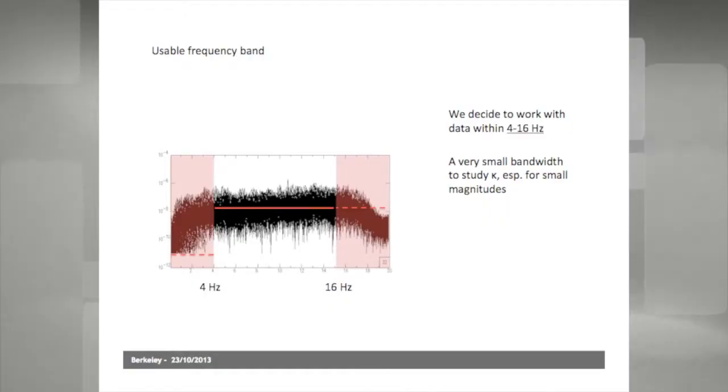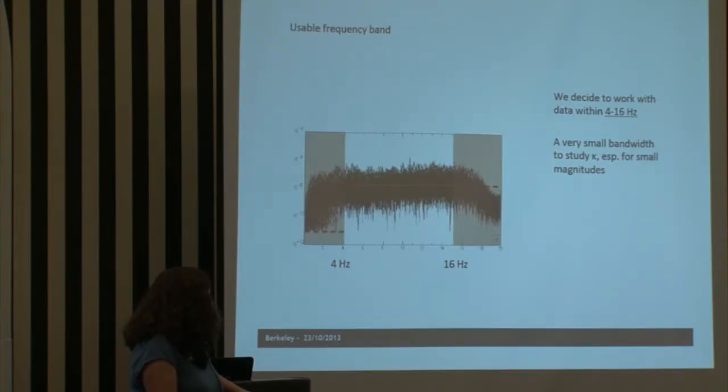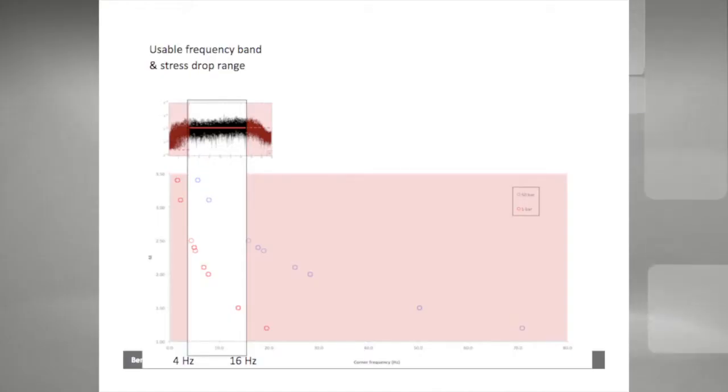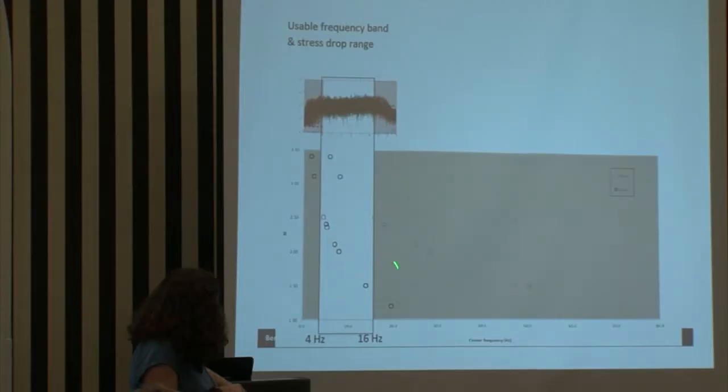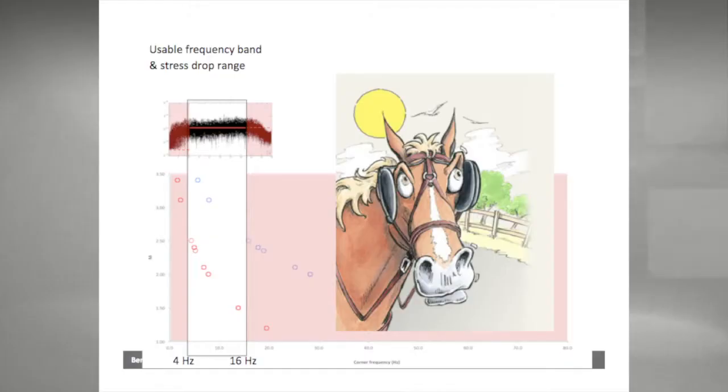So this is basically what we end up with, working between 4 and 16 hertz. This is just, what's the word I'm looking for? This is just a stack of the noise spectra. So it's a pretty small bandwidth, especially for Kappa, and especially for small magnitudes. This is a combination of what we can see with our instrument and where all the possible corner frequencies are. So it feels like we're wearing pretty narrow blinders here.